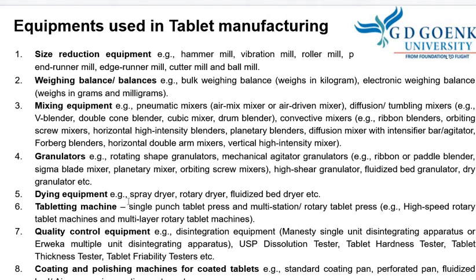Granulators can be rotating shape granulator, rapid or high shear mixer, fluidized bed granulator, dry granulator, etc. Dry granulator is roller compactor. Fluidized bed granulator is GLAT. High shear granulator is rapid mixer granulator.